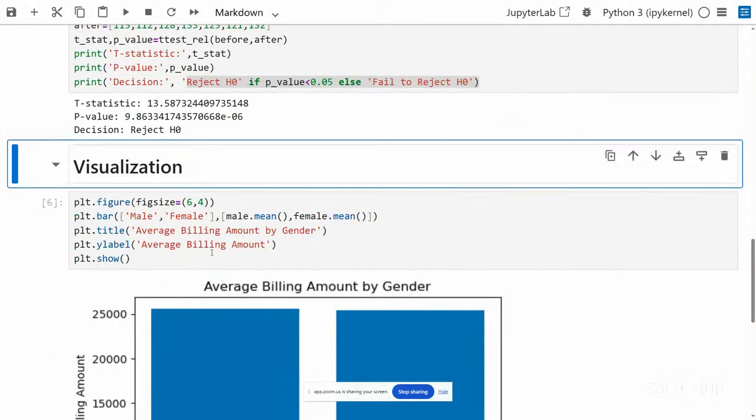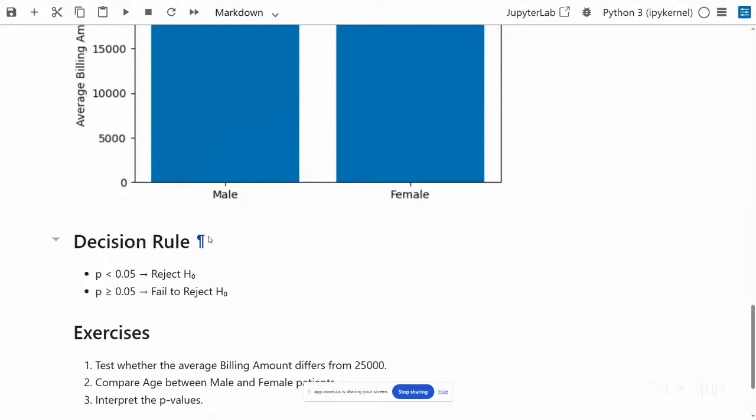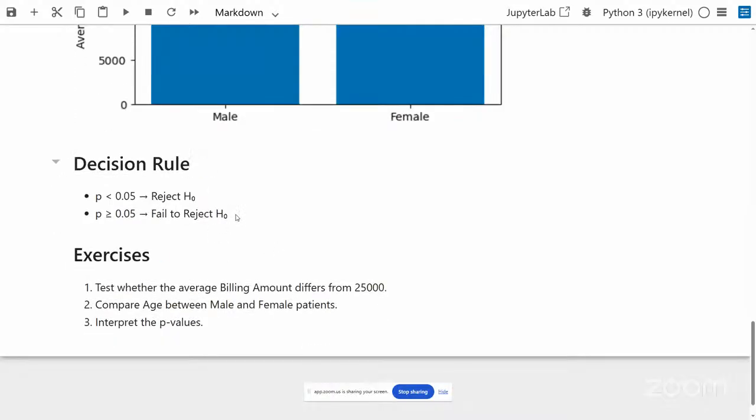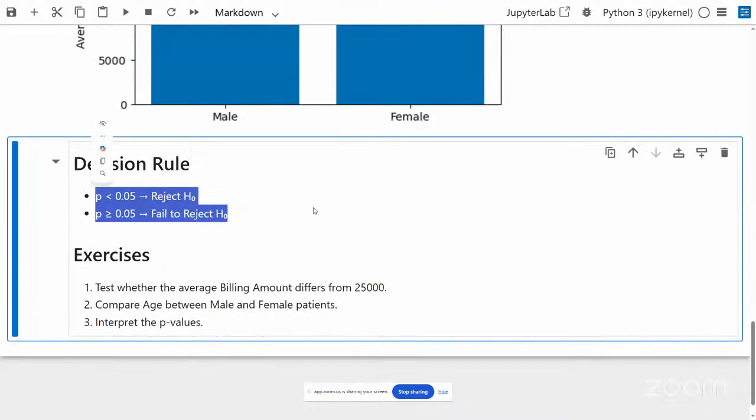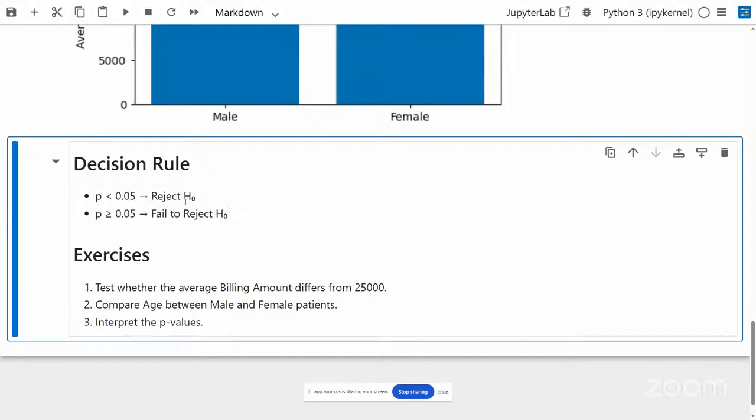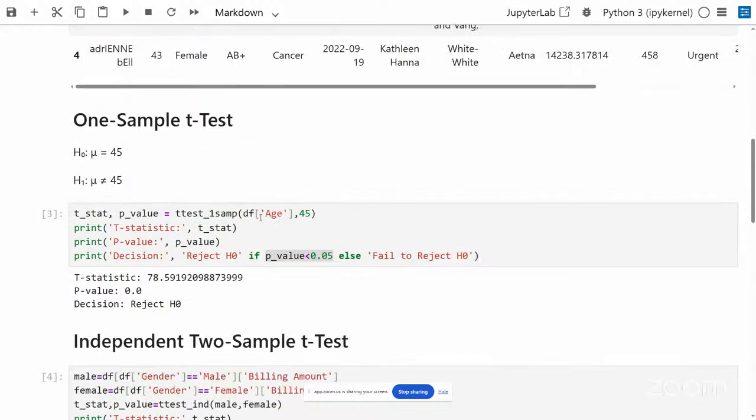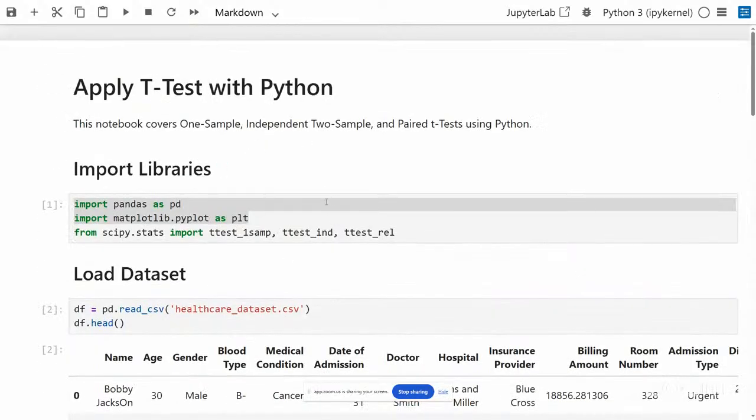Also we can visualize the data set. This is a part we have done already. The decision rule, you can see, is: if p is less than 0.05, reject, and if p is greater than or equal to 0.05, fail to reject. This rule will always be there, and we have to apply this condition. Any question in this slide, in this example which I tried to present, a t-test with Python?